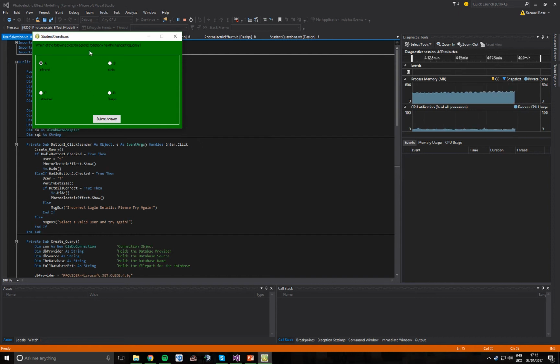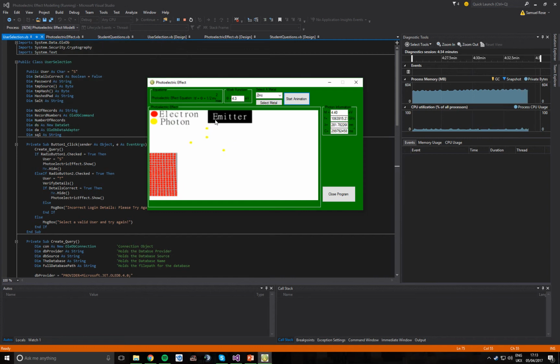So all of the questions are stored inside a database outside of the system, which is then ported in using a feature called OLEDB adapters into a dataset in the program, and from that dataset they're directly able to be manipulated and compared. So with the question system, if you get a question wrong, it knows and it will tell you it's wrong and tell you to try again.